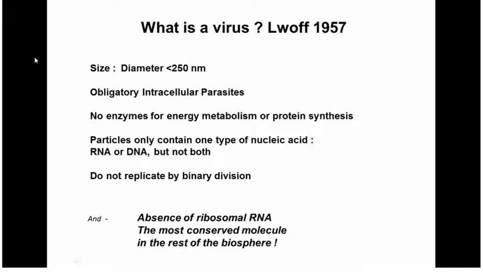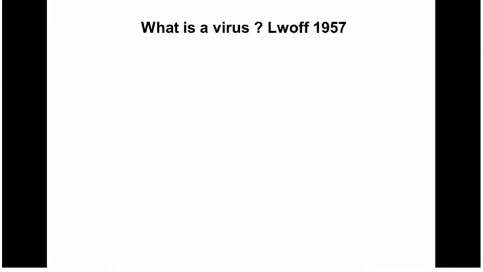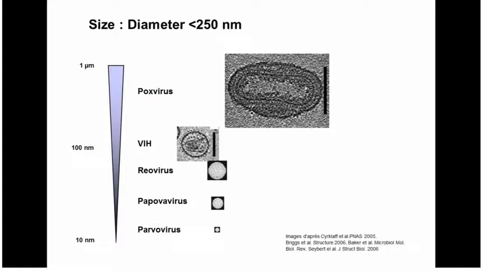Now I'm going to have a little look at each of these items in the Lwoff definition, and try and point out which of them are true in all cases and where there are some exceptions. Okay. So firstly, size. Virus particles are less than 250 nanometers in diameter. Well, that's true for the vast majority of viruses. Most viruses will be somewhere between 20 nanometers in diameter to about 150 nanometers in diameter.